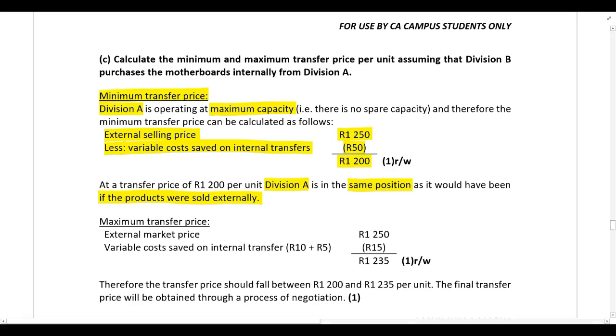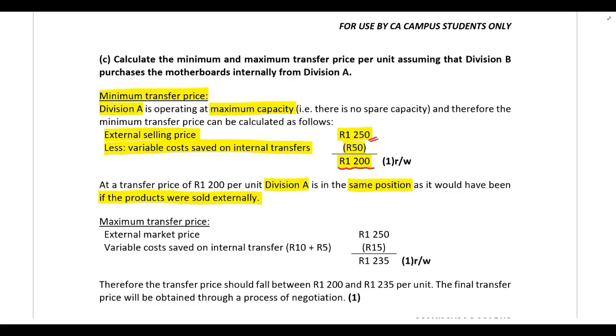Now think about this logically. If they sell the motherboards on the external market, they sell them for 1,250 Rand. But they have to incur packaging costs when they sell externally. So if they sell internally and they don't have to incur packaging costs, they will be in exactly the same position as selling externally if they sell internally for 1,200 Rand per unit. That way their profit will be exactly the same. And Division A won't care if they are selling internally or externally because their profit will be exactly the same. So that's the logic behind that calculation.